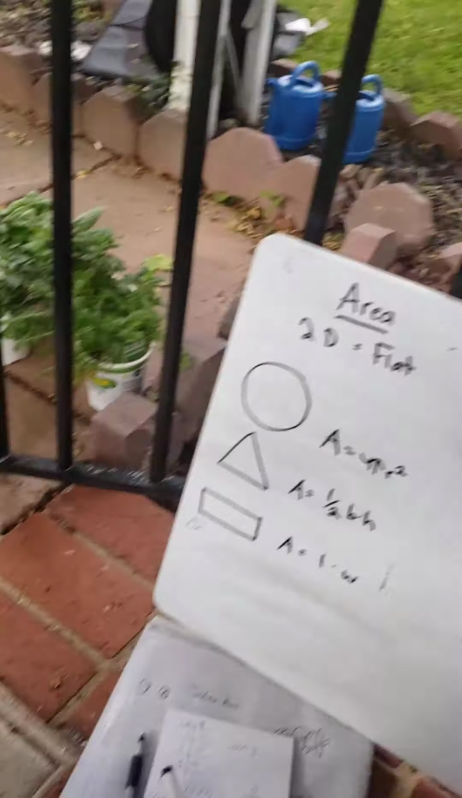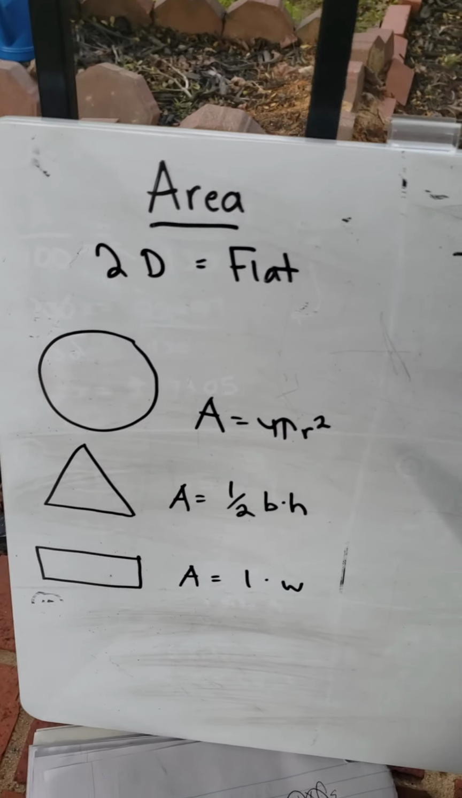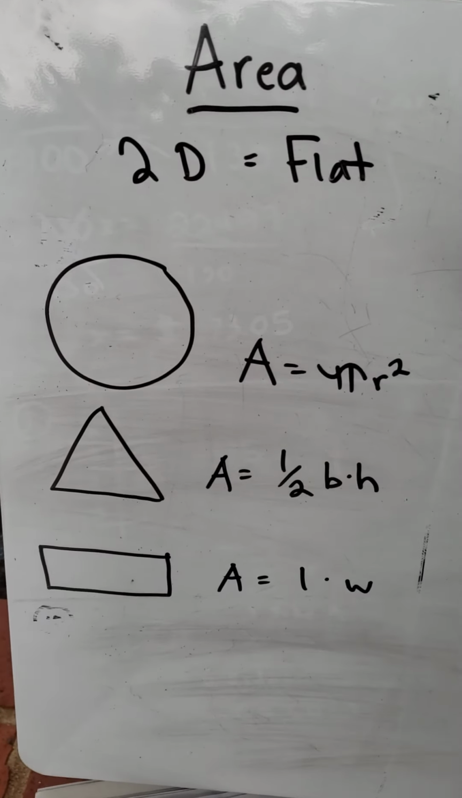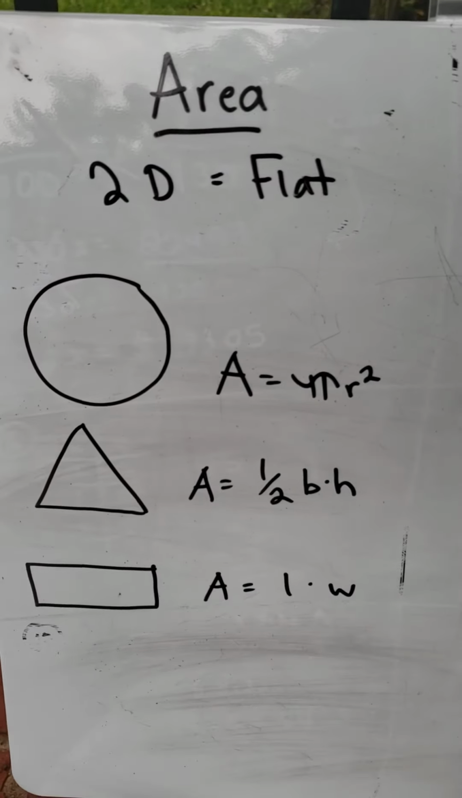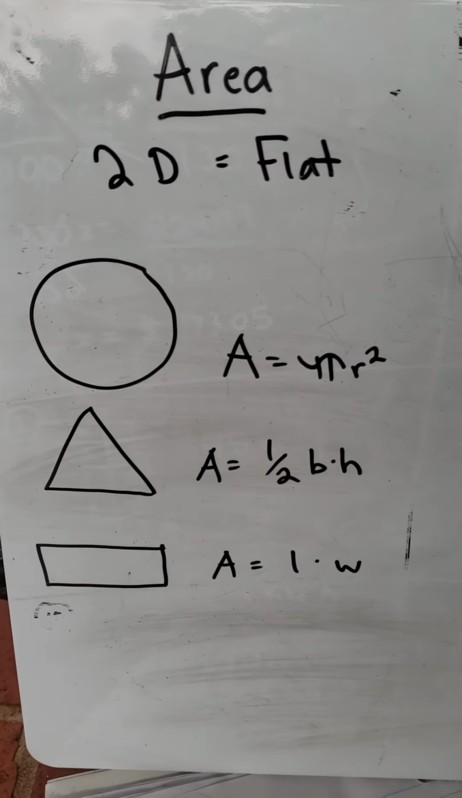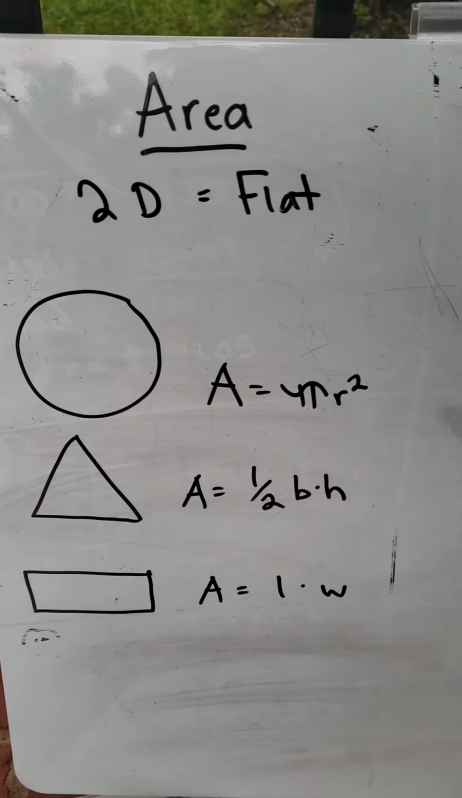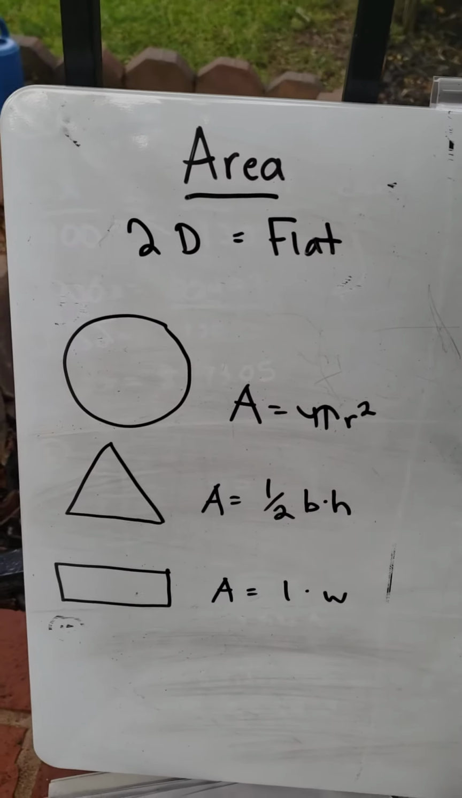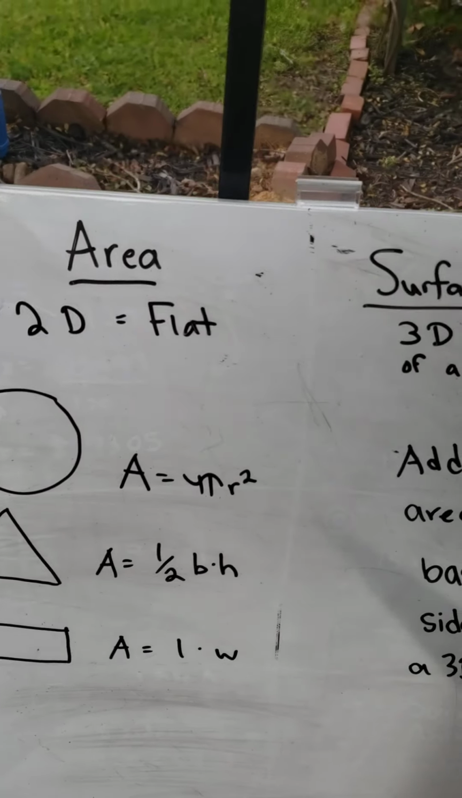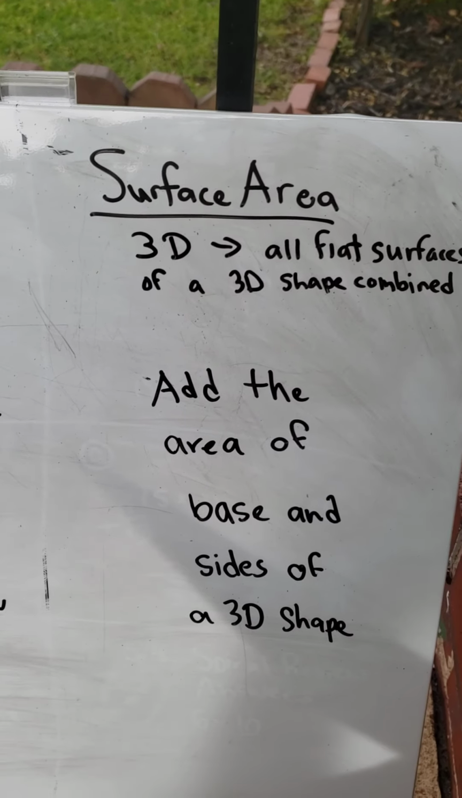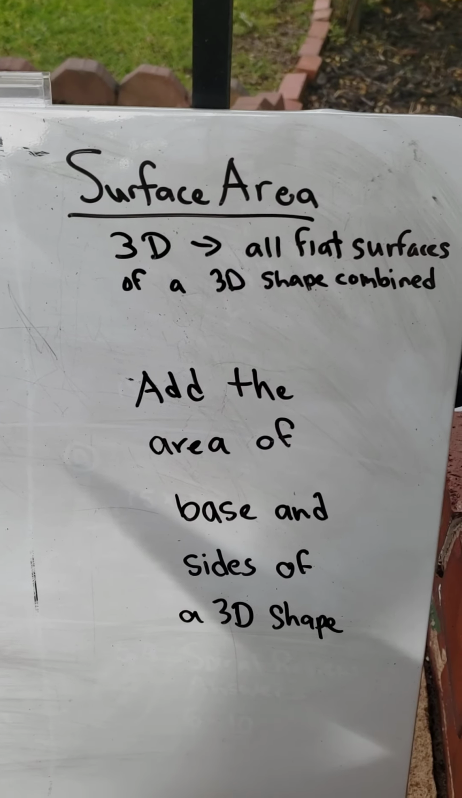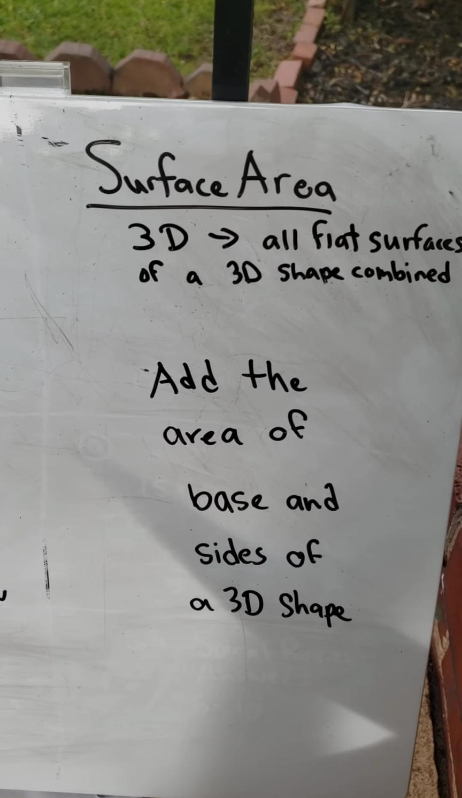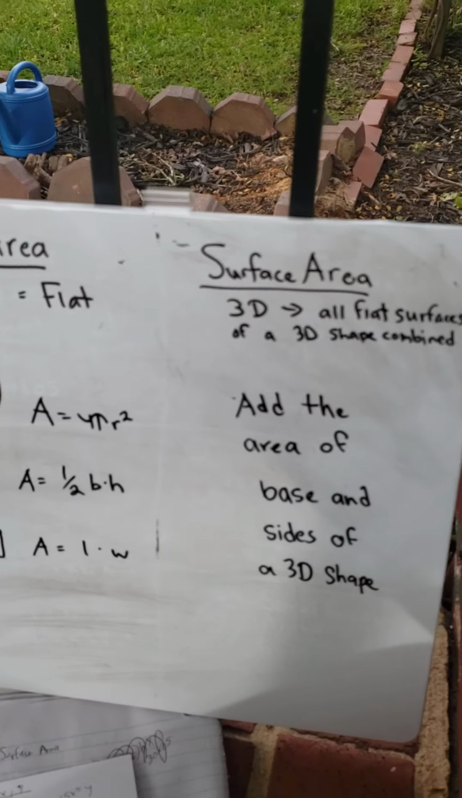All right, and just for your notes, also just a reminder, if you're doing area of two-dimensional or flat shapes, circle area is pi r squared, triangle is 1/2 times base times height, and then a rectangle would be length times width. So you just need that information to be able to do surface area, which is when you have all the flat surfaces of a 3D shape combined. You add the area of the base and the sides of a 3D shape, and that gives you the surface area.